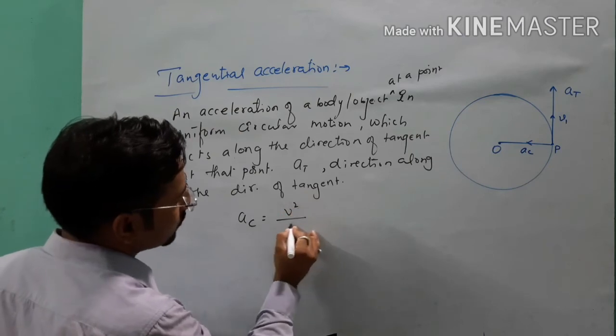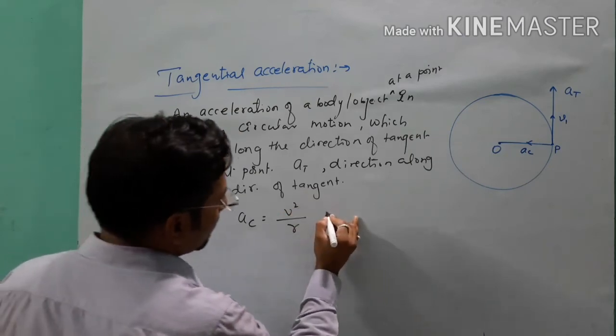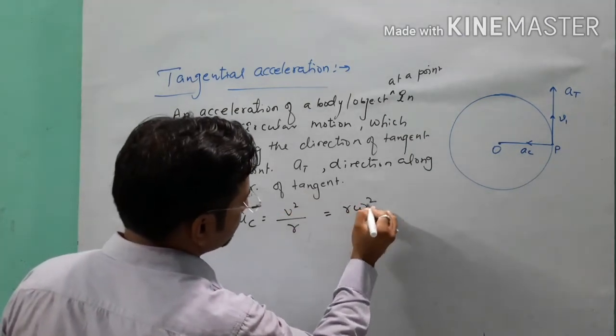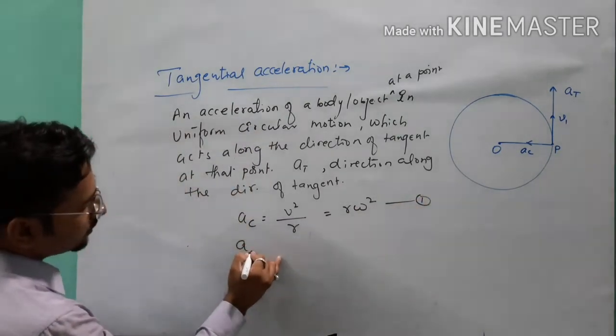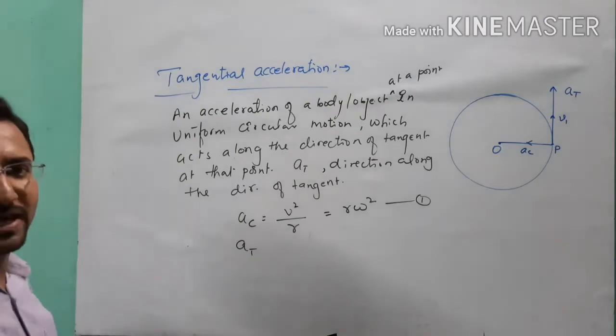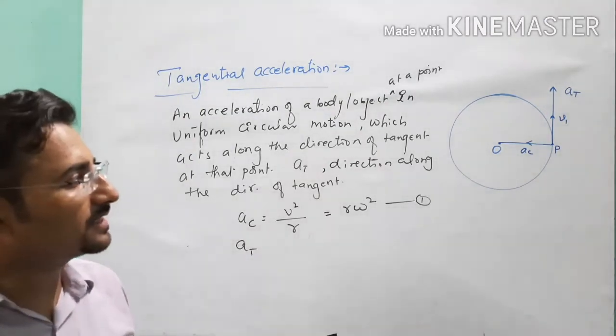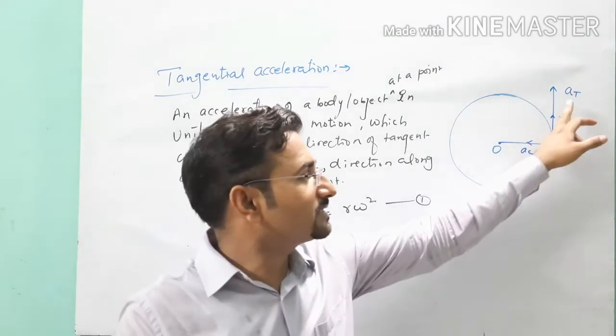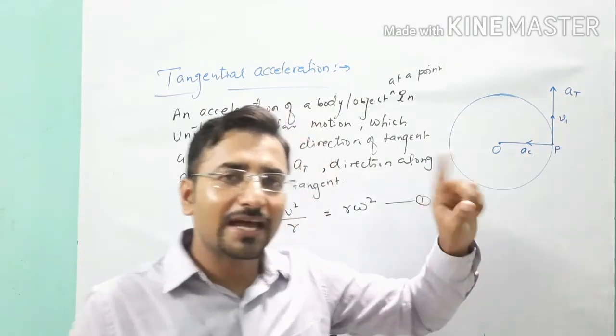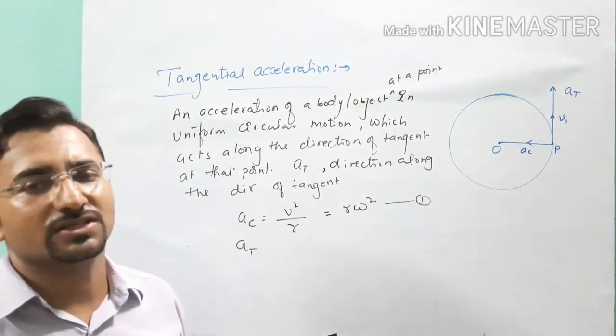V square over R, or you can say R omega square. And student, you know the value of tangential acceleration very clearly, because it is due to this straight path, and this acceleration you can write as a linear acceleration also.